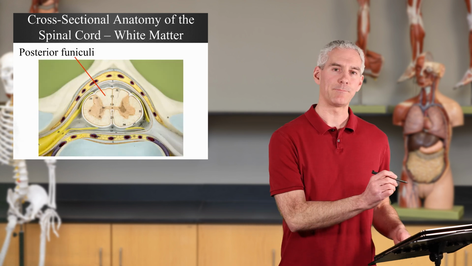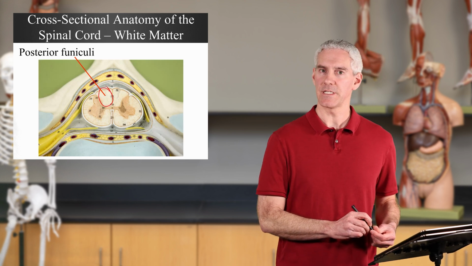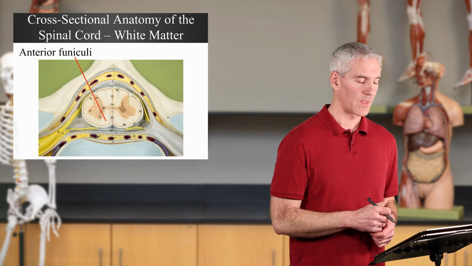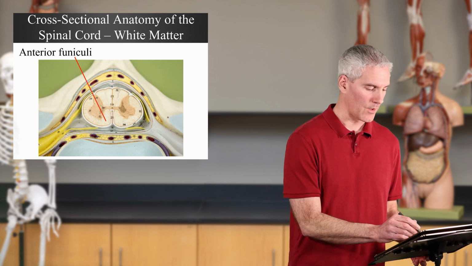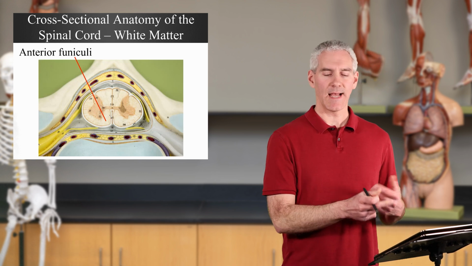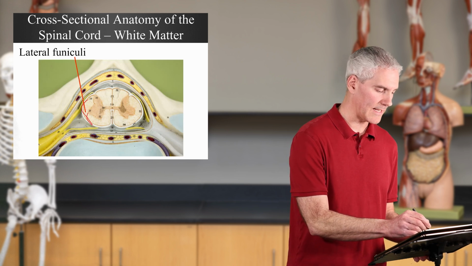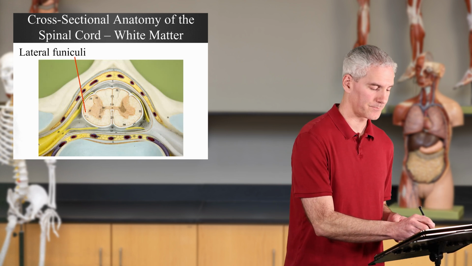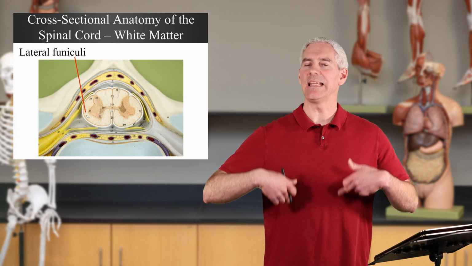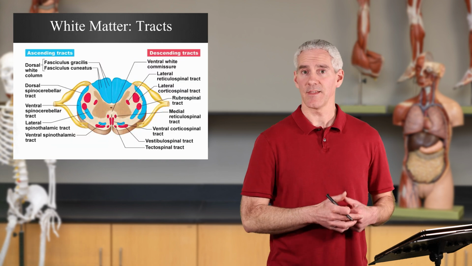So here we have the posterior funiculi, also known as the posterior white column. We then also have the anterior funiculi, known as the anterior white column. And then last but not least is the lateral funiculi, or the lateral white column. It's on the side. Together, all three of these white columns have ascending and descending tracts primarily. They kind of look like this.